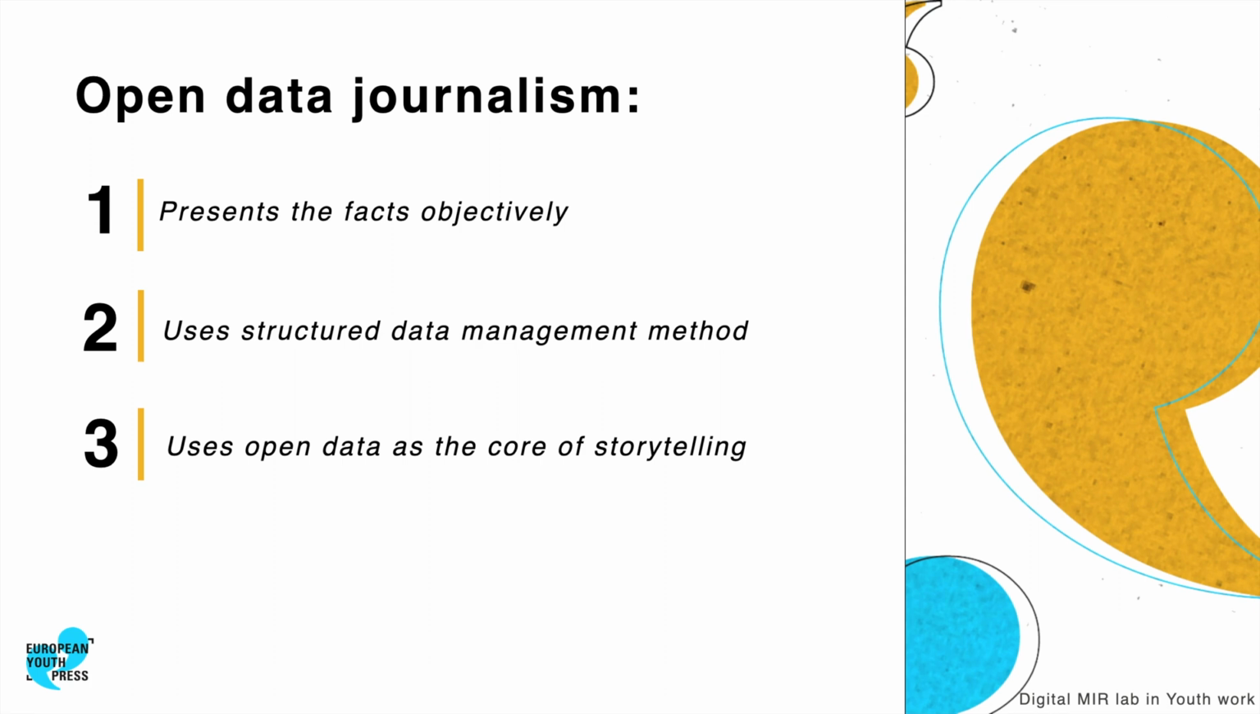Also, open data journalism has three main features. It presents facts objectively based on official statistical data, backed up with numbers. It uses structured data management method. Data is organized and managed by various programs. And it uses open data as a core of storytelling. A story narrative or a visual is always created from data.